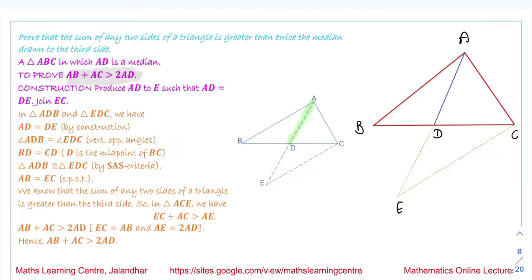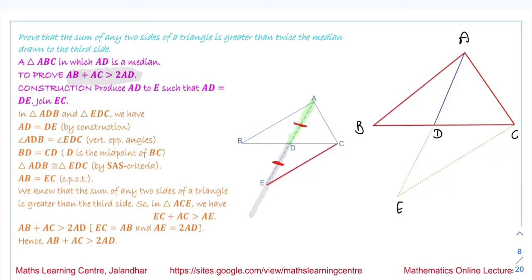So to prove this, we are doing some construction. What we have done, this AD is there, and we are extending this AD to over here. And we have extended it such that this length AD and this length DE are equal, and we have joined these two points E and C.